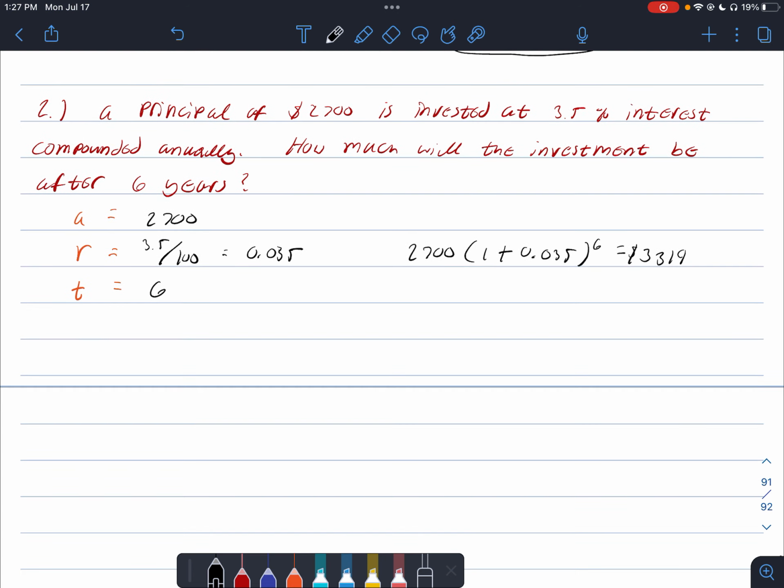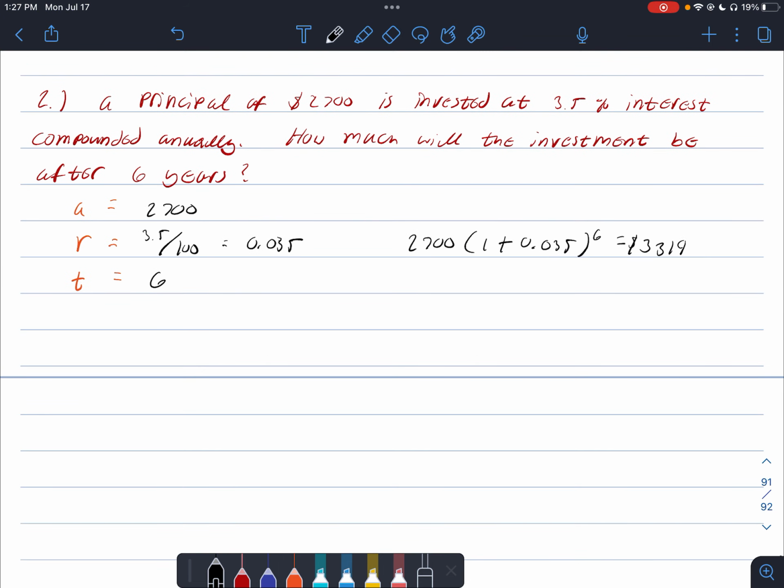All right, so in our next video, we're going to talk about the compound interest formula specifically, which is kind of an extension of this formula we're using here.